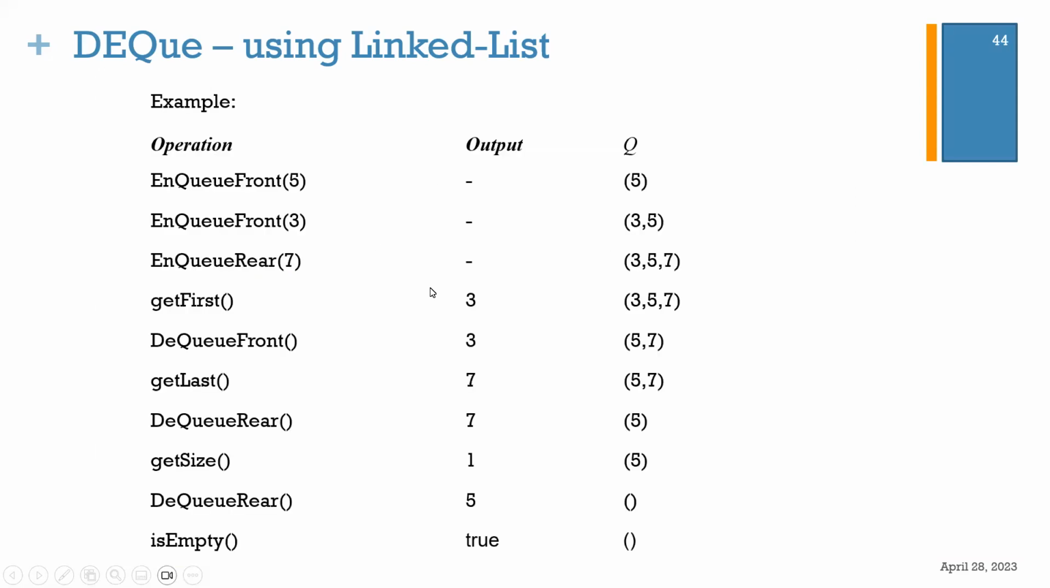This is an example of using a linked list for a double-ended queue. This is for enqueue front 3. Enqueue front means that at the front we have 5 and then at front 3. So this is added at front. Enqueue rear means that we will add at the rear 7. Get first will return 3. Dequeue front means remove from front, which gives 3. Get last will return 7. Dequeue rear means we remove from the rear and it will return 7, and so on for each one.